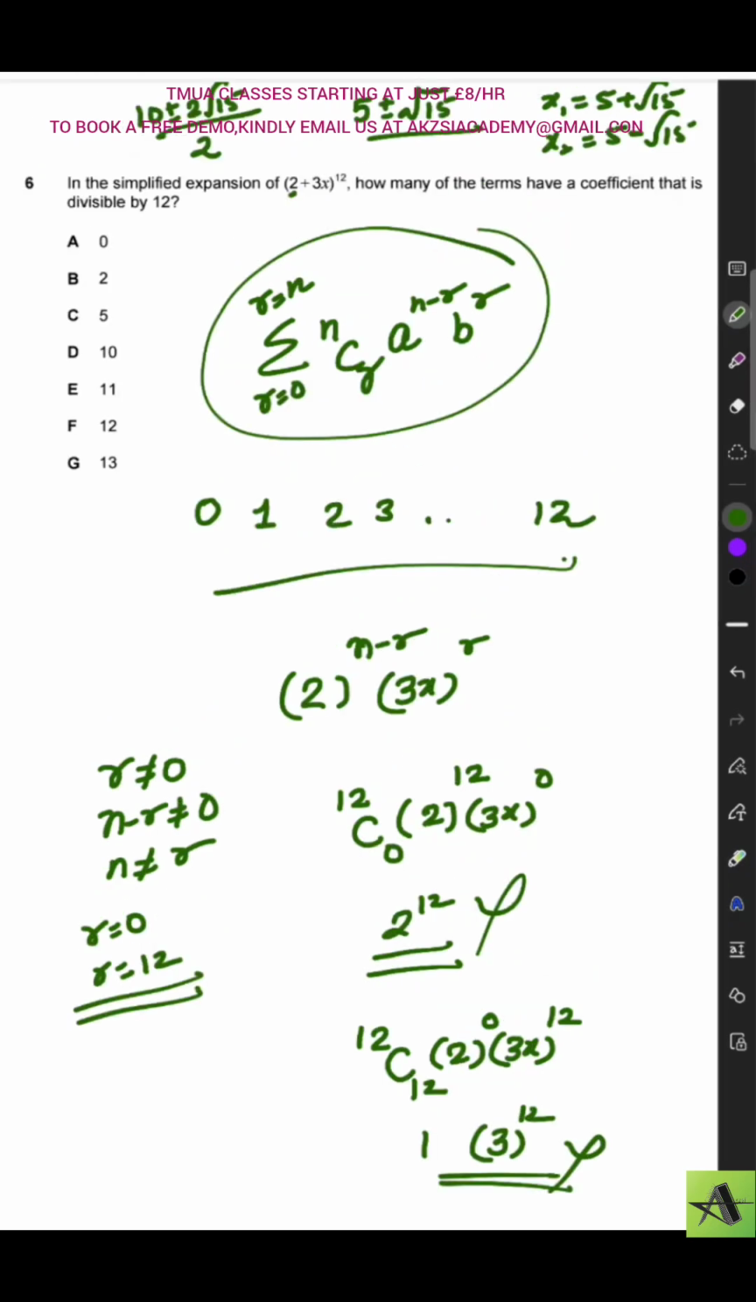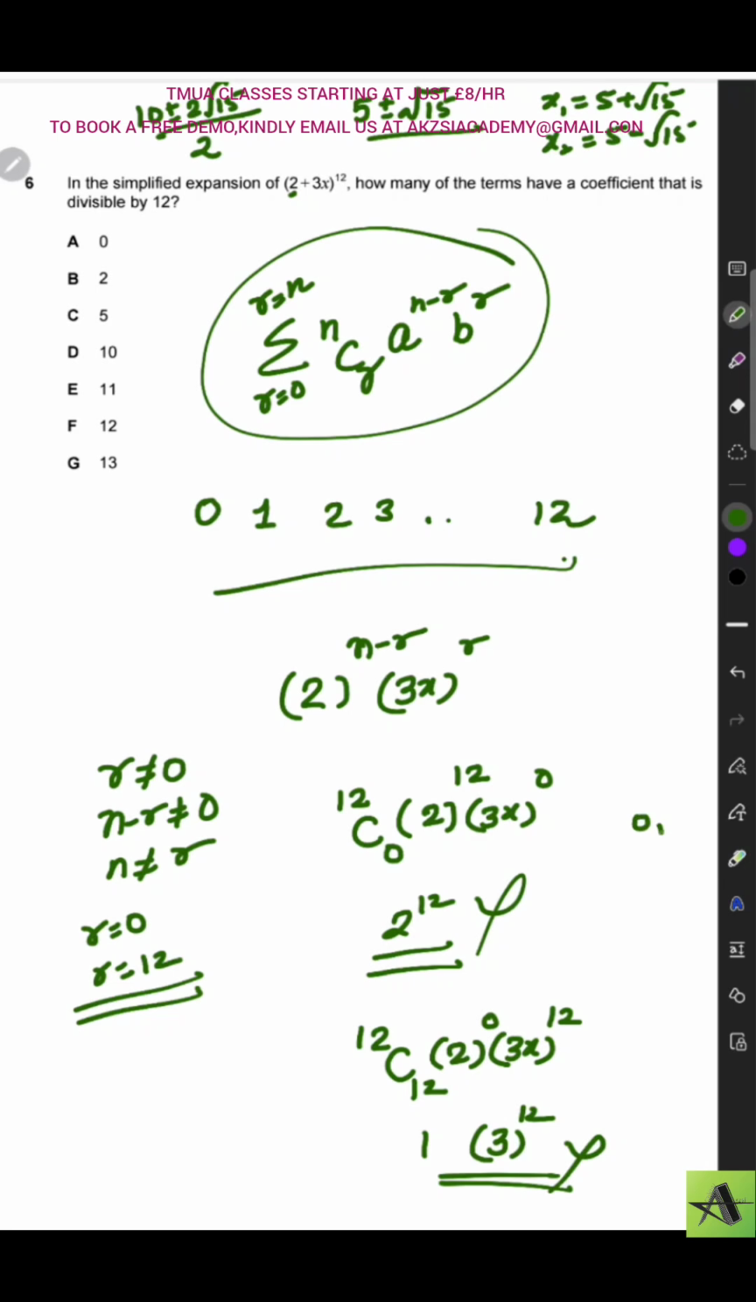Also, there is one more case where we can find a term that is not a multiple of 12. Where? Because we know this is the format. Except for when 3x to the power of 0 is there, we always get a factor of 3. If I put 1, 2 or 12, any number in between, this will always be a multiple of 3. And for the other part, except for 2 to the power of 0, all the numbers will give me a multiple of 2 but not necessarily a multiple of 4.